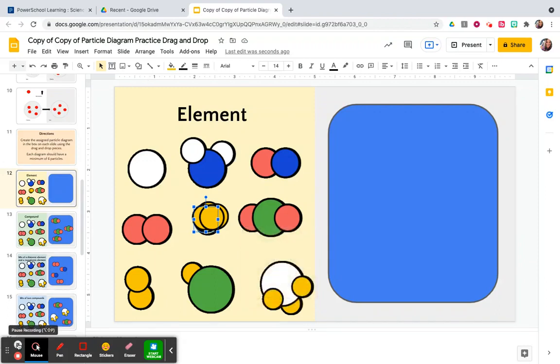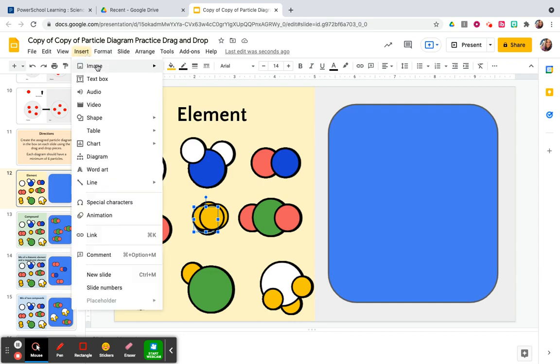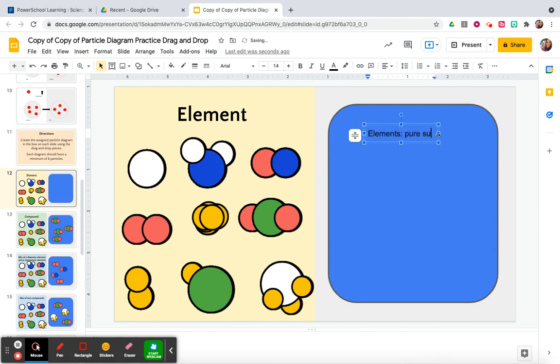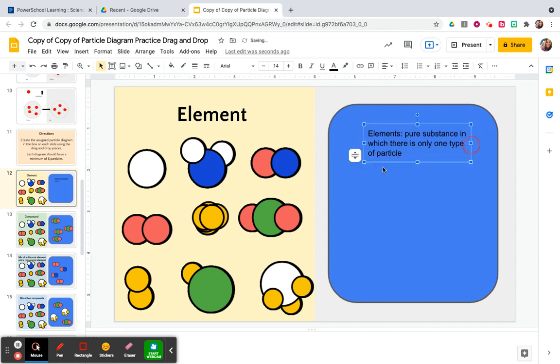Okay, let's start off basic with elements. So an element is going to be a pure substance. So I'm going to come over here and put a text box in right about here. Okay, so elements: a pure substance in which there is only one type of particle. So with elements, you only have one thing, one color, okay? One substance, one pattern. That's all you've got on an element.